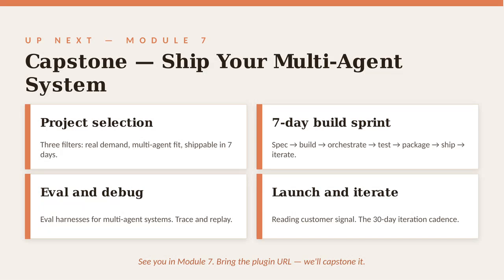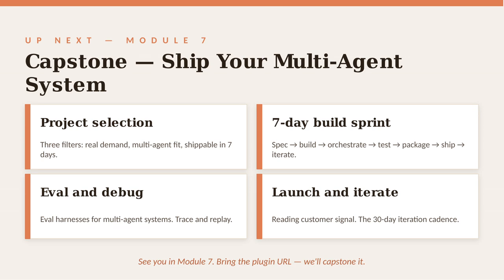Up next, Module 7. The Capstone. Ship a public multi-agent system with iteration. 4 topics. Project selection. 3 filters, real demand, multi-agent fit, shippable in 7 days. The discipline of saying no to the wrong project before you commit a week to it.